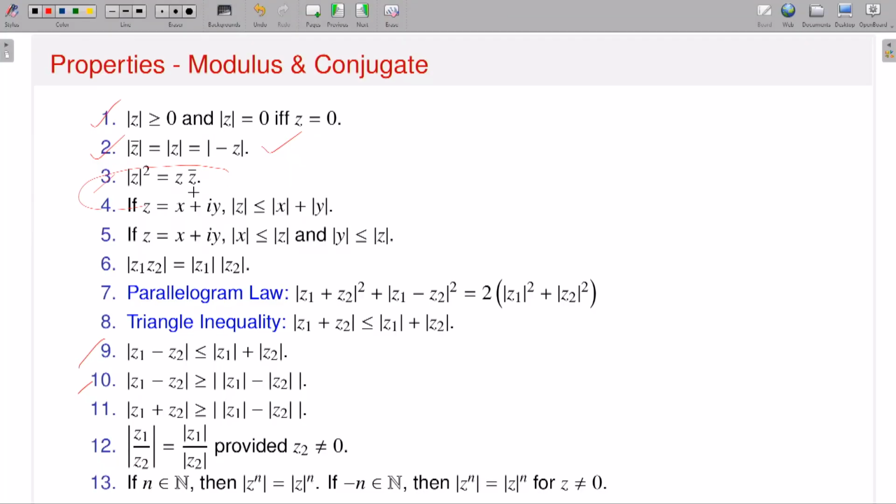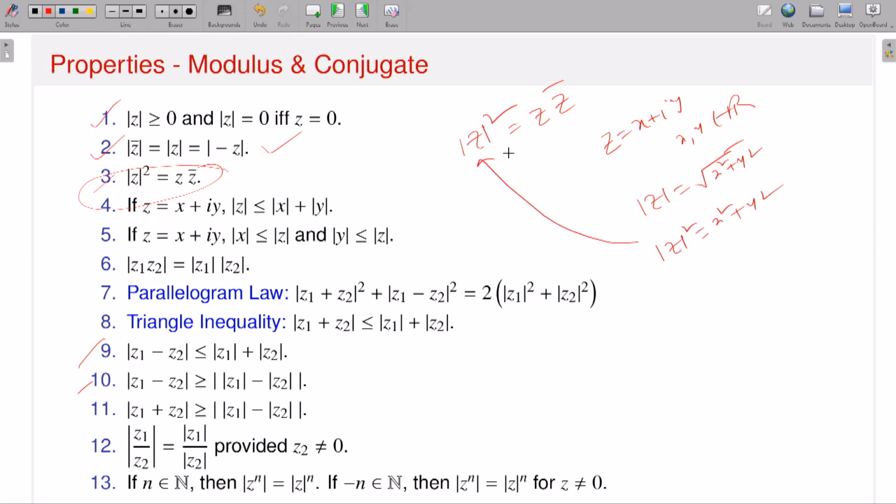Again, number 3, mod z square. This is also a useful property in problem solving. Sometimes you have to deal with mod z square, and you can just write this as z times z bar. Then you just prove it, very easy to prove. So z is equal to say x plus iy, this is my complex number, where x, y belong to R. Then what is the modulus of z? This is the square root of x square plus y square, right, by definition. Then what is mod z square? This is x square plus y square. So the left hand side turns out to be x square plus y square. Now calculate the right hand side.